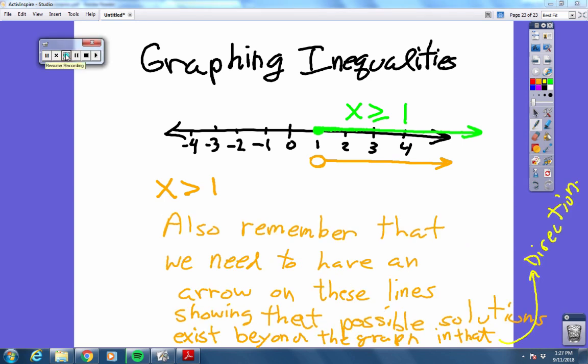Also remember that we need to have an arrow on these lines to show that the values can go on forever. The possible solutions can go on forever.